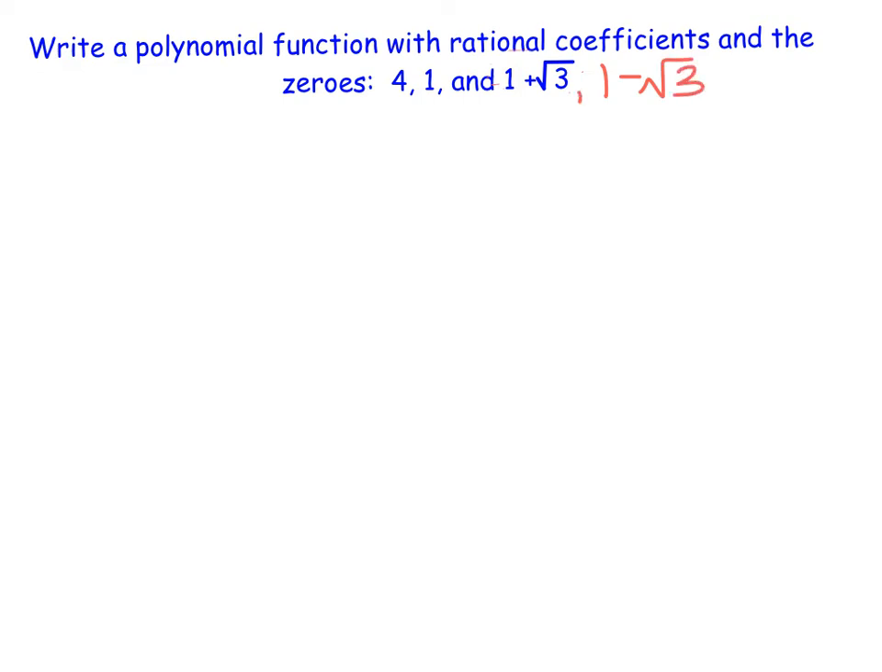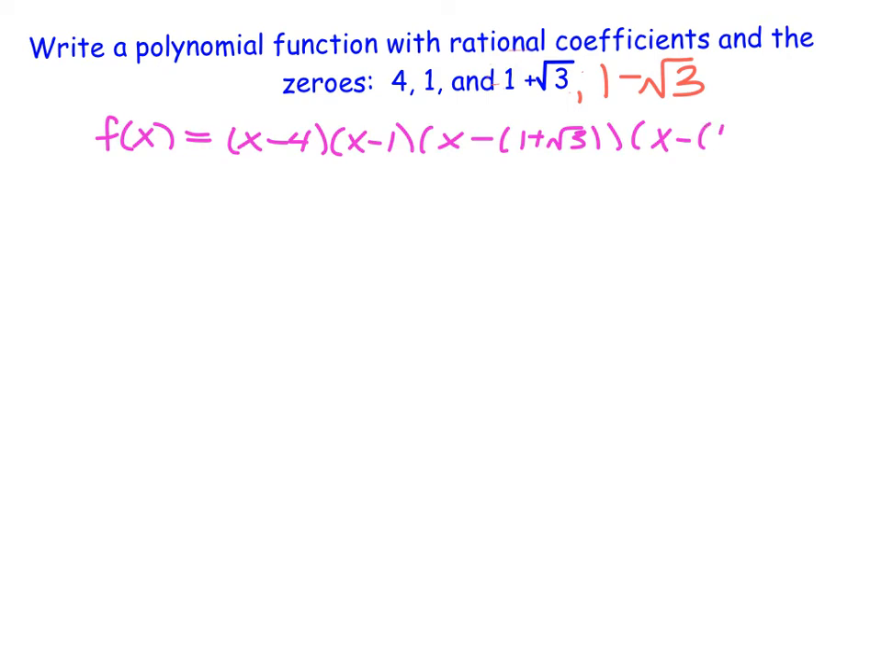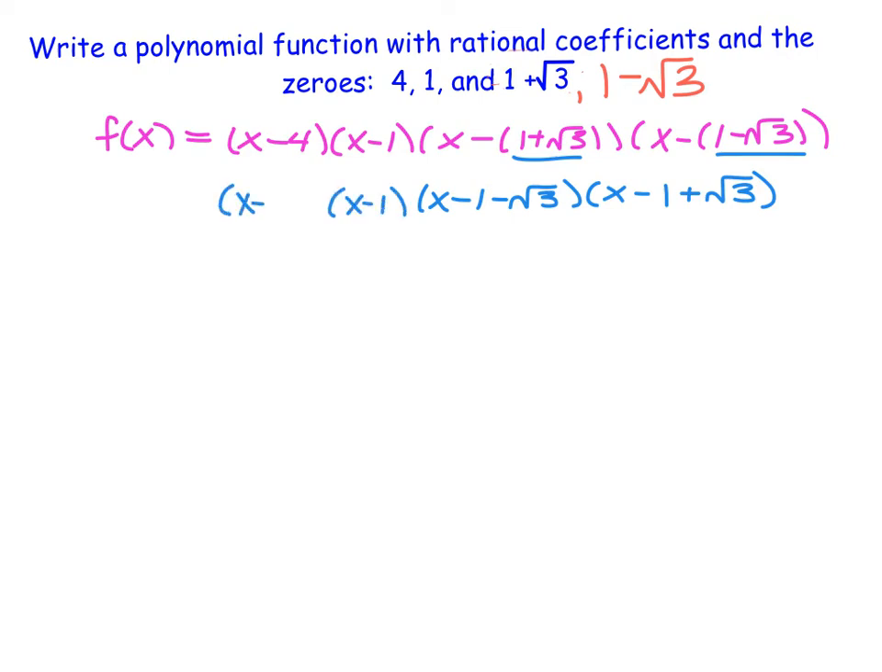So we need to make sure that our function has all 4 of those. So if we start off, f of x is equal to, here we have x minus 4, x minus 1 because of the opposites. I then take x minus 1 plus the square root of 3, and x minus 1 minus the square root of 3. Now remember, before we talked about simplifying these parentheses within parentheses, so this part really becomes x minus 1 minus the square root of 3, and this becomes x minus 1 plus the square root of 3. And then the rest of this remains the same.